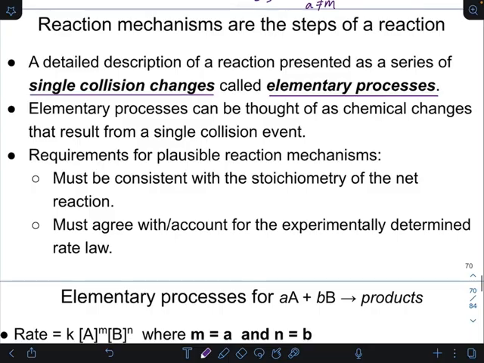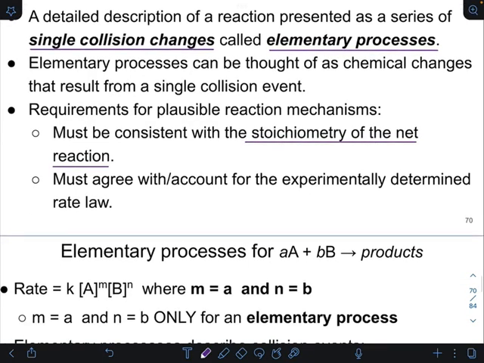So if you are talking about a reaction mechanism, a list of single collision changes, you can figure out the rate law without experimental data. Some rules for this that I will show you in some examples are that your reaction mechanism must be consistent with the stoichiometry of the net reaction. So your mechanisms have to add up together to equal the net reaction, and then they must agree with or account for the experimentally determined rate law, which again, I will show you what that means.